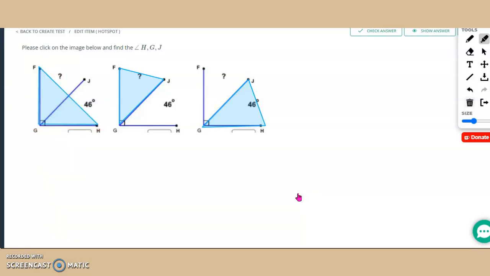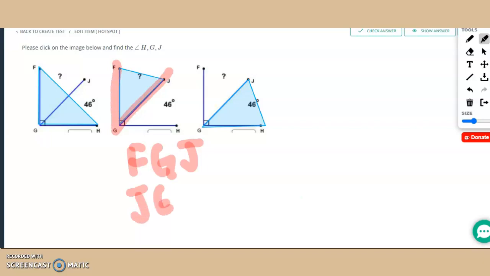Okay, now let's look at the second angle. Same shape, same angle, 90 degrees total. So this one says we're going from F to G to J, which is possible. Or you could go from J to G to F. So J to G to F, and they're the same thing. It's the whole thing right there.